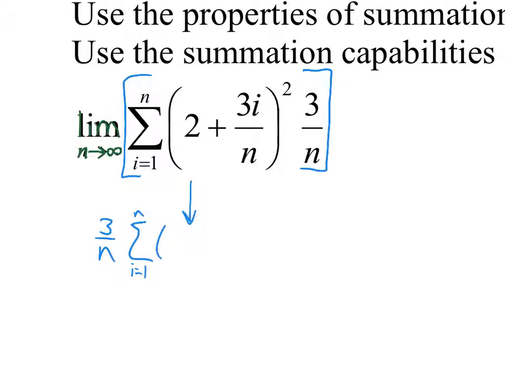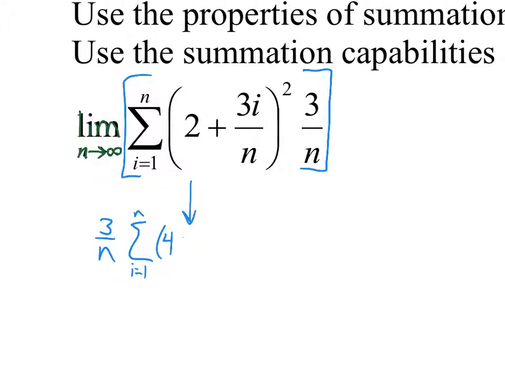Wait, don't you have to square the 3 over n as well? No, the one outside. Oh, the one outside. Yeah, the one outside, this 3 over n. Now, what will I do with that parentheses inside the sum? Split it up. Split it up and let's FOIL it, okay?